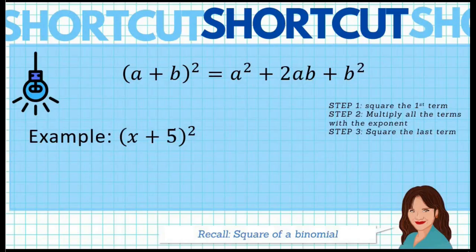Before we proceed to the next example, let me present a concept that may serve as a shortcut when transforming standard to general form. And this concept is called square of a binomial. So the square of a binomial is represented by this equation: quantity a plus b squared equals a squared plus 2ab plus b squared. So for you to be able to understand how this works, let's have an example.